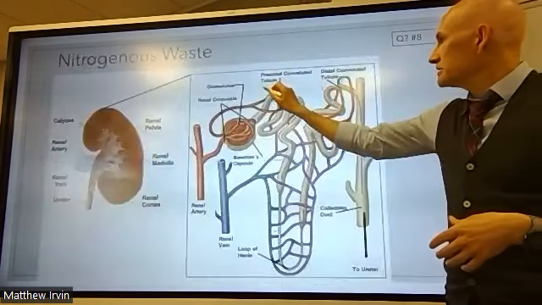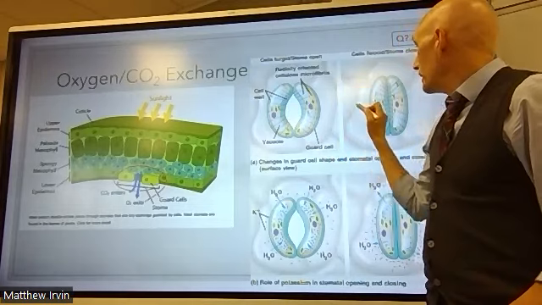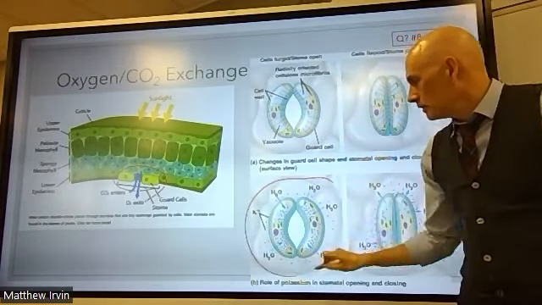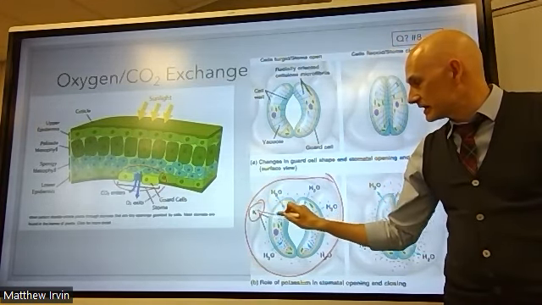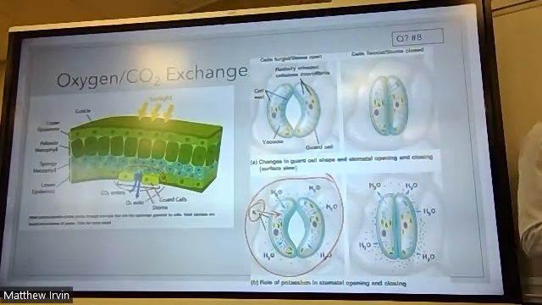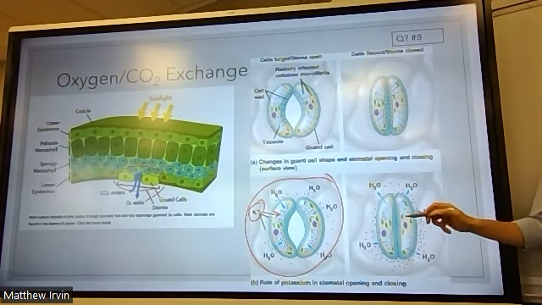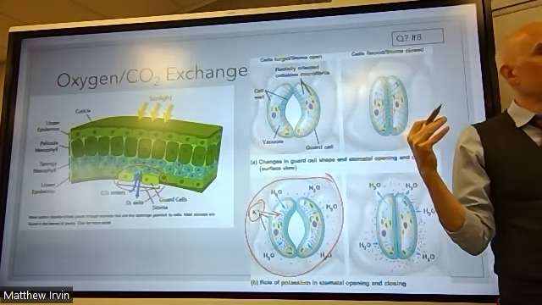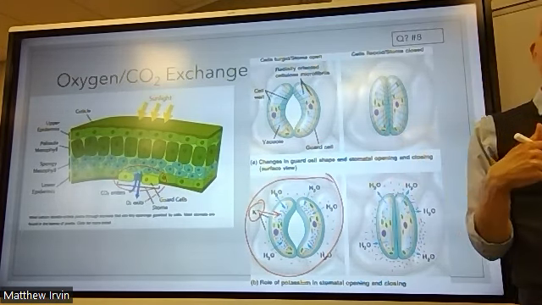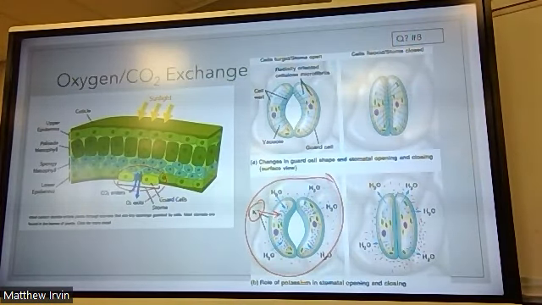But again, we've got our guard cells. Our guard cells are going to open when water floods in. Water floods into the guard cells when potassium is actively pumped in. That lowers your water potential, and then that causes the water to follow that salt. That increases the pressure inside of the guard cell, and they open up. And then that allows the oxygen to exit and the CO2 to enter to allow for photosynthesis.